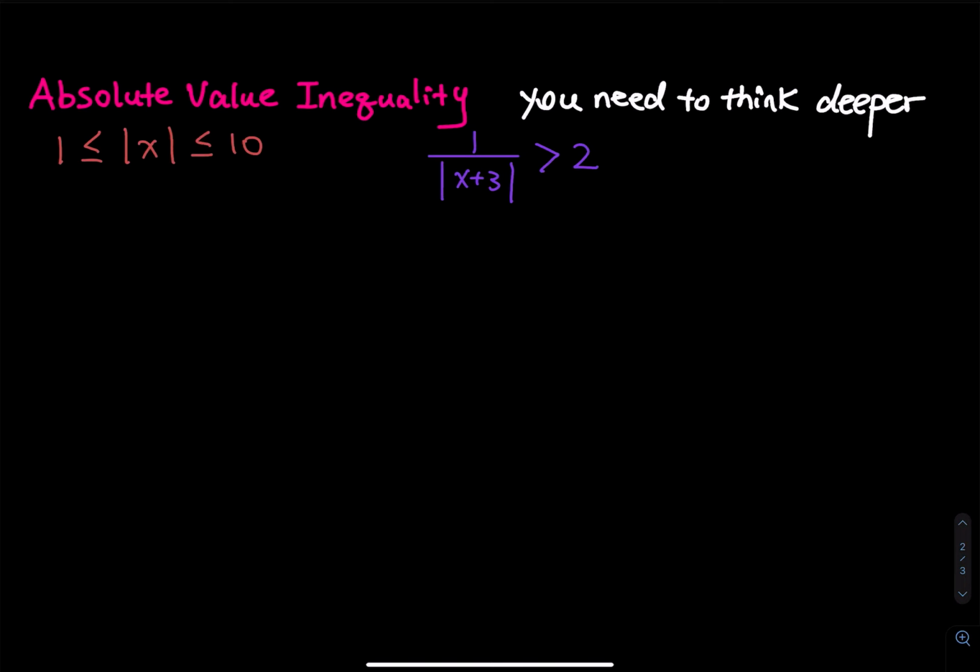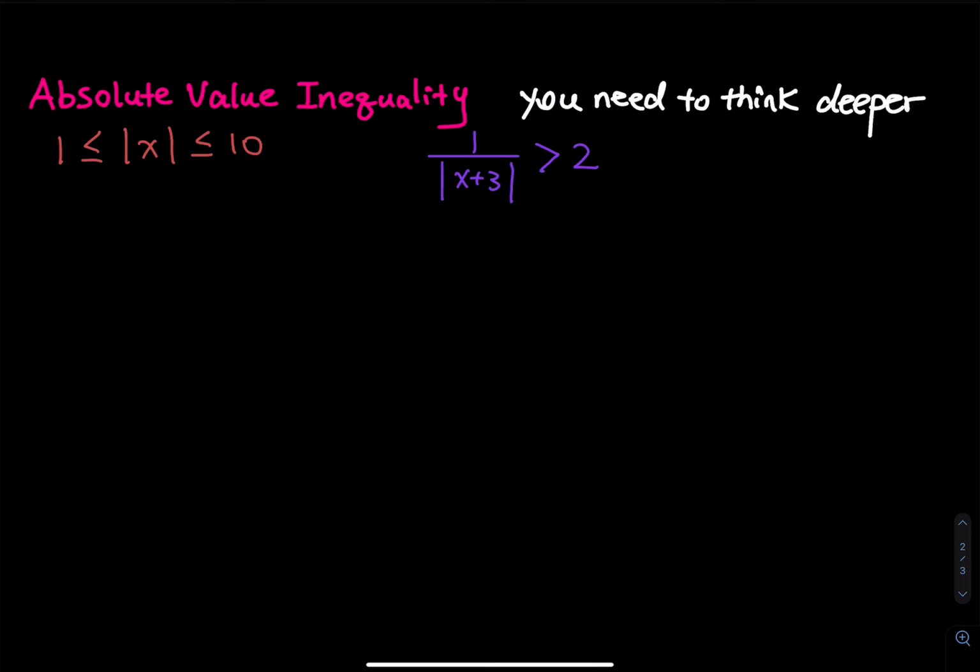These absolute value inequalities require you to think deeper. You need to do more exploration. So the first one, pretty basic. Absolute value of x is in between 1 and 10. So how do we solve for x?